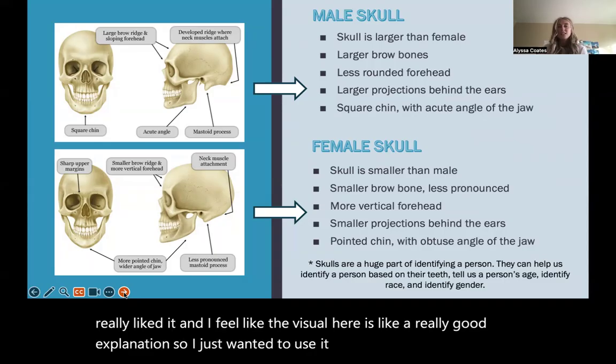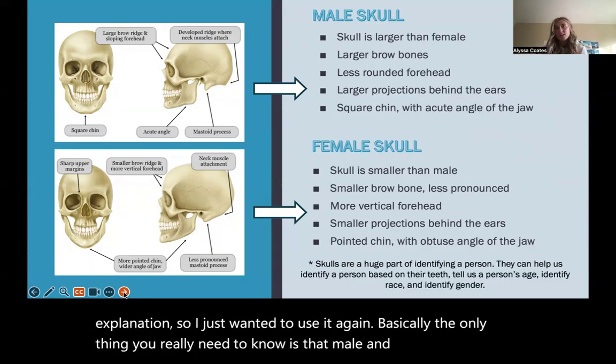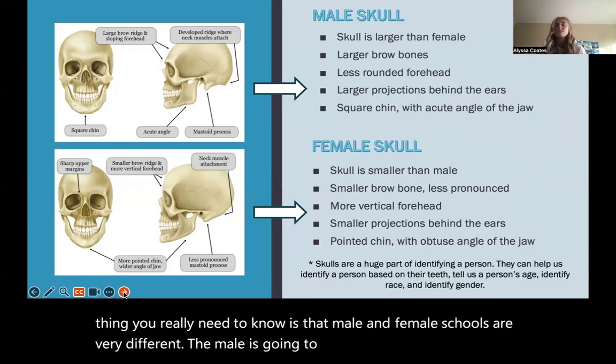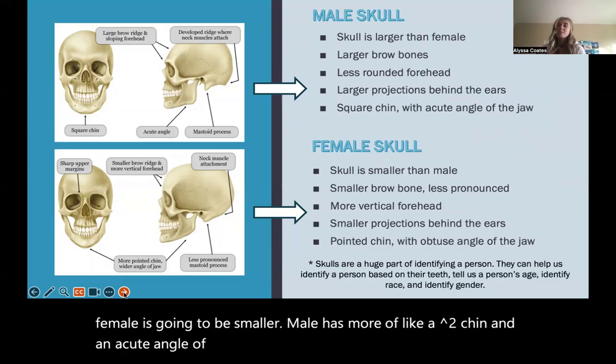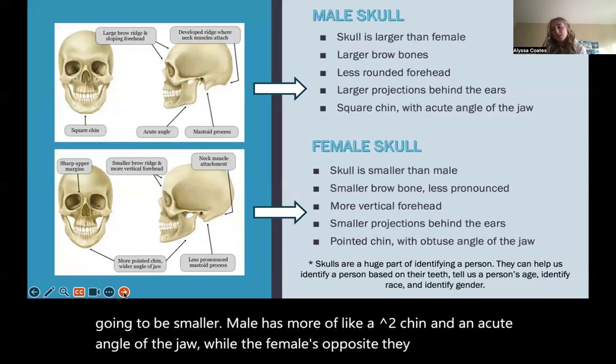Basically, the only thing you really need to know is that male and female skulls are very different. The male is going to be larger than the female. Female is going to be smaller. Male has more of a squared chin and an acute angle of the jaw, while the female's opposite, they have a pointed chin and an obtuse angle of the jaw.